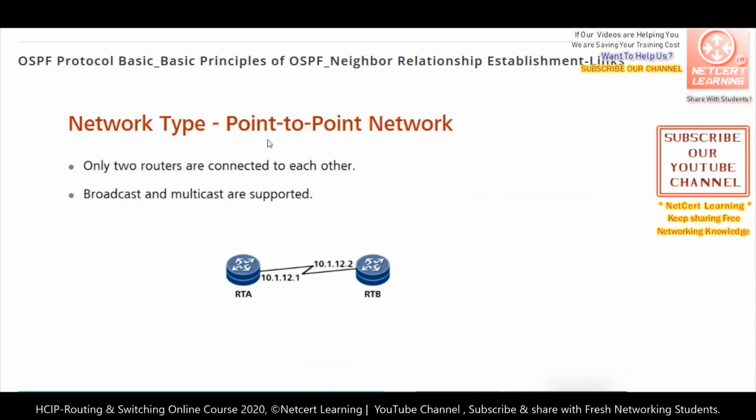Here we have the first type, which is point-to-point. In this diagram, we have router A and router B connected over the serial link. So we can use a point-to-point network type. Using a serial interface, they do support broadcast and multicast, so we have no issue using multicast to do OSPF discovery.